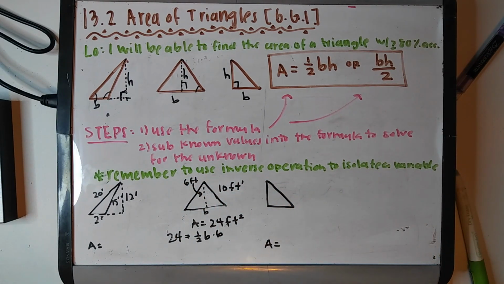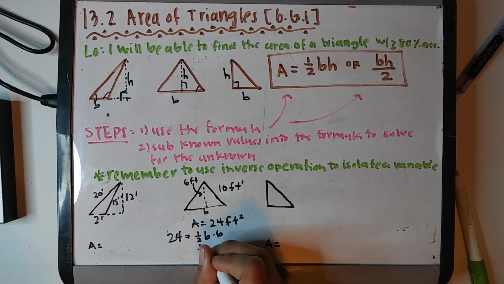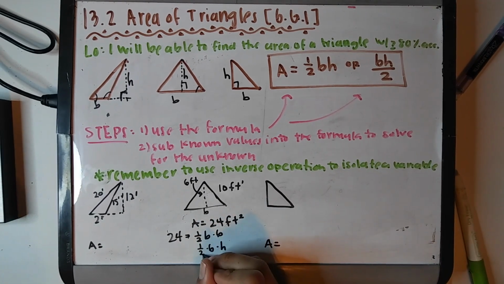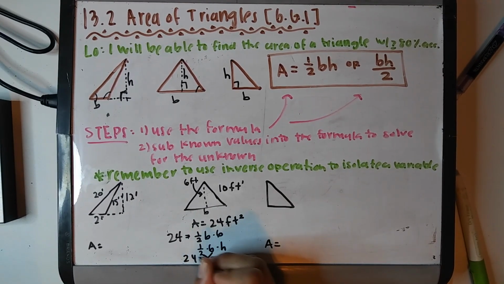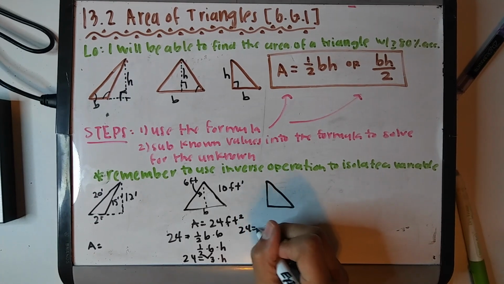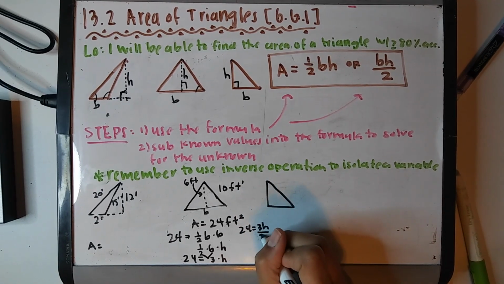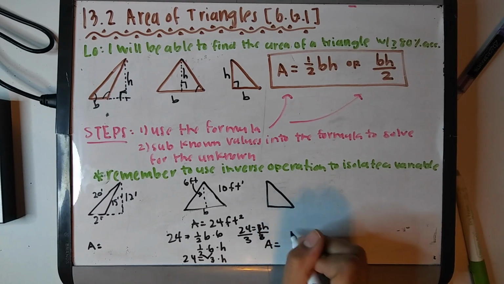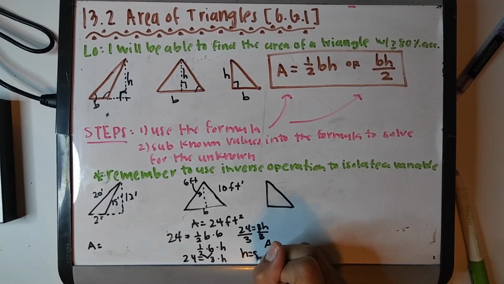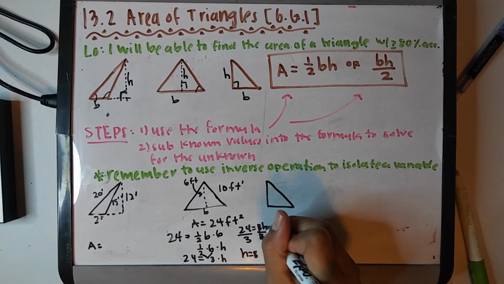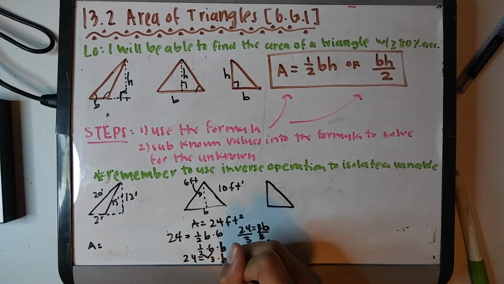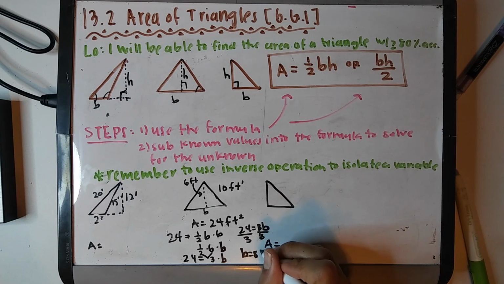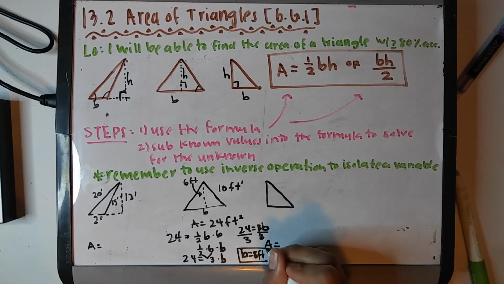So remember, the commutative property of multiplication allows me to move numbers around. So I'm gonna say 1/2 times 6 times base. So I can actually do this, and that's 3. So then I have 24 equals 3b. Remember, to do this, I have to do the inverse operation. So 3 times what gives me 24? 8. So my height is 8. I'm sorry, my base, not my height. My base is 8 feet. Okay, so that's how I work backwards.